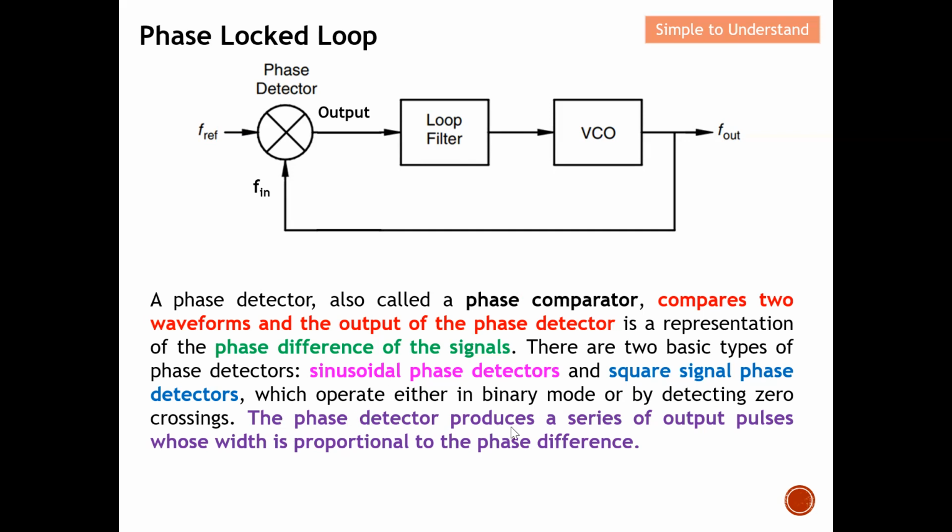The phase detector provides a series of output pulses whose width is proportional to the phase difference. I'm going to explain this a little bit more on the next two slides, but over here, keep this in mind: at the output of the phase detector, it shows how much the difference is between the phases of these two input signals. As I mentioned earlier, the more phase difference, the more significant the display at the output. Again, I will use a diagram to explain this point.